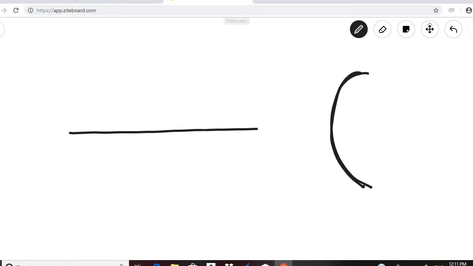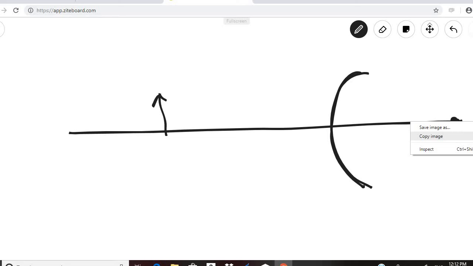Okay, so let's just try that again. We'll have our convex mirror. We'll draw our line through there, and we'll make this object 14 centimeters away, and this is 10 centimeters, R, and so half of that distance will be F.